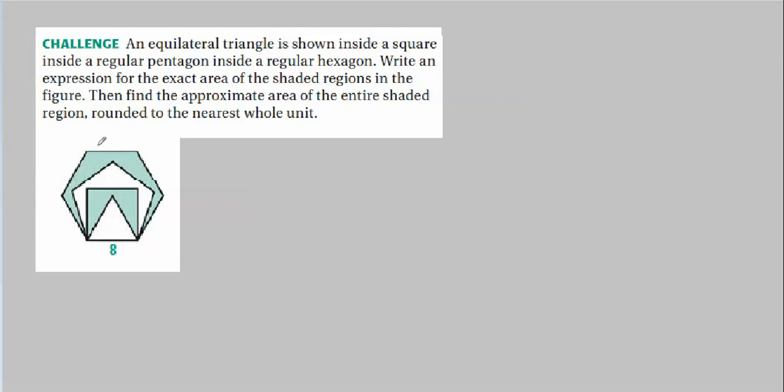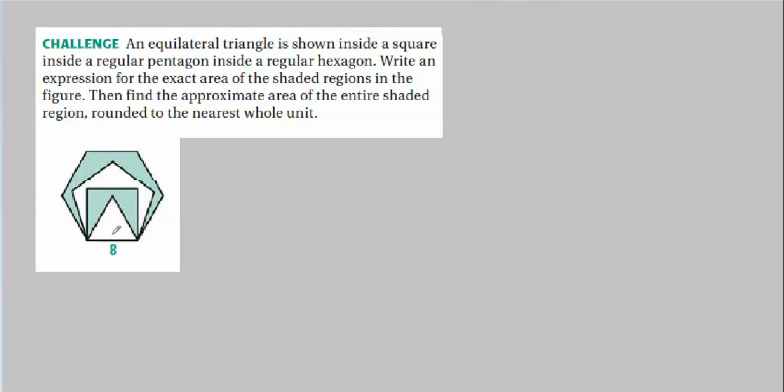The way you work this, just like with the concentric circles, we're going to find the area of the hexagon. And then we're going to subtract off the area of the pentagon inside. Then we're going to add in the area of the square. But of course, that'll give us too much, so we'll have to subtract off the area of the triangle.